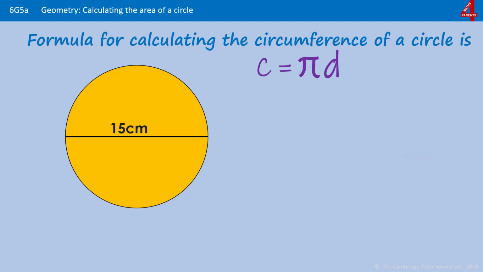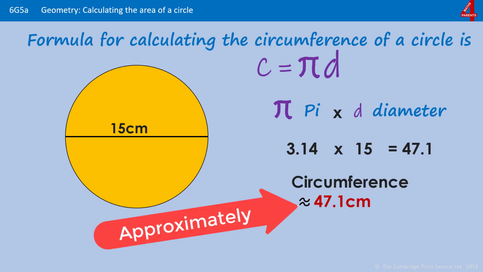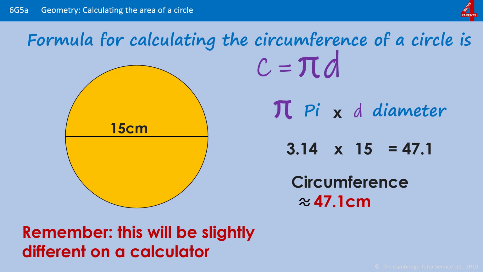Here's one for you to try using the same formula. C equals pi d. The circumference of the circle is pi times the diameter. Pause the video, have a go. We have pi and we're timesing it by the diameter. That's 3.14 for pi times 15, and that's 47.1. The circumference of this circle is approximately 47.1 centimetres. And remember, if you did this on a scientific calculator, pi is a little longer, it has more digits after the decimal point, so your answer will be a bit different to account for that.